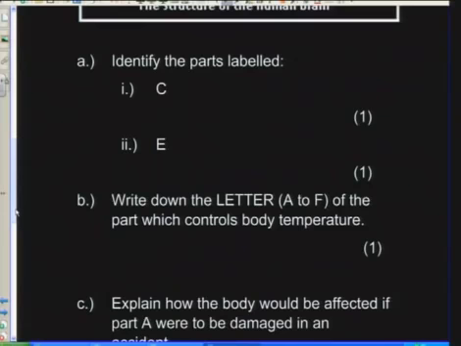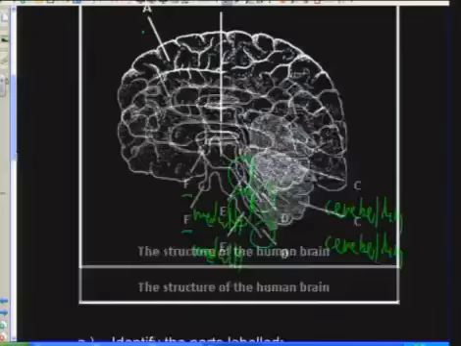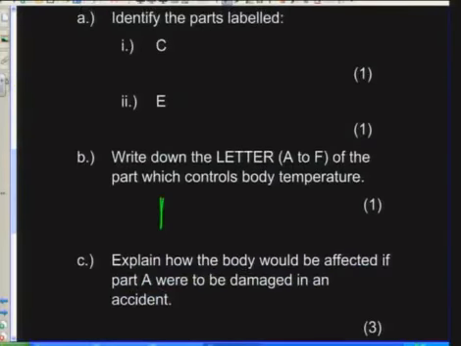Write down the letter A to F of the part which controls body temperature. So they didn't ask you to name it. They said write down the letter. The letter, hypothalamus, and that would be part B. So your answer would be B here.